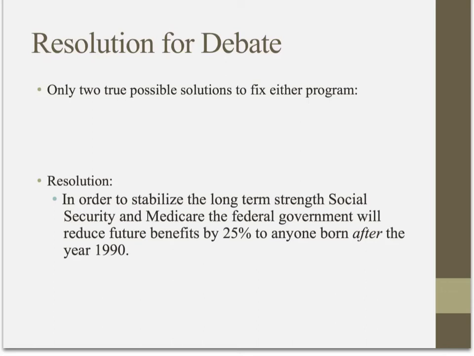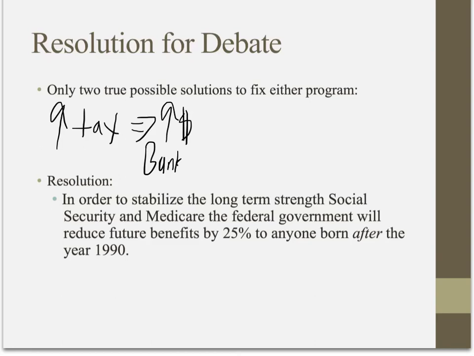So, first option, we can increase the tax, right? So this gives us more money in the bank account. So increase the tax, either the 6.2% or the 1.45%. That increases the money in the bank account. Or the other solution, so we can either put more money into the bank account, or we can take less money out. So we can decrease the benefits.